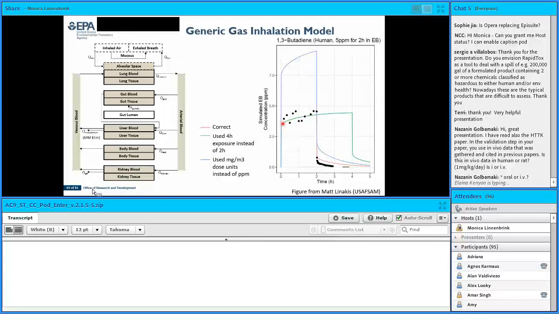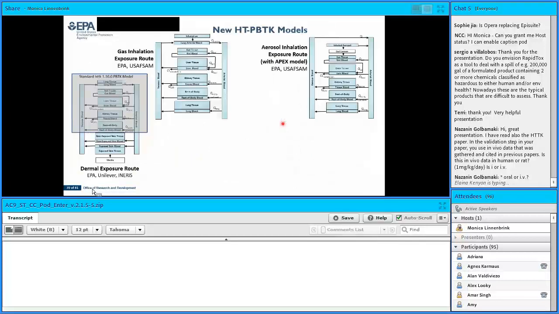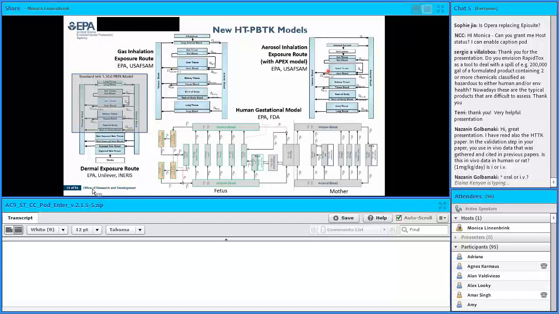So having the generic model and the database together allows you to curate the model. I mean, we've certainly seen things wrong with the model that we've improved, but it also allows us to curate the data. So in addition to an inhalation model, we are looking at an aerosol exposure model. That will be very important for occupational exposure. And we're looking at a human gestational model.